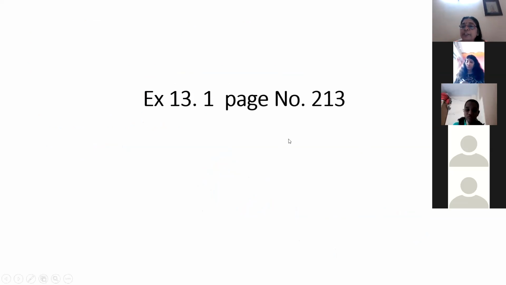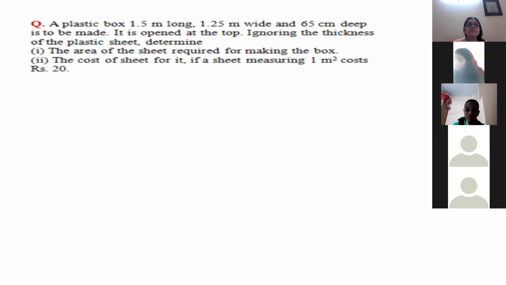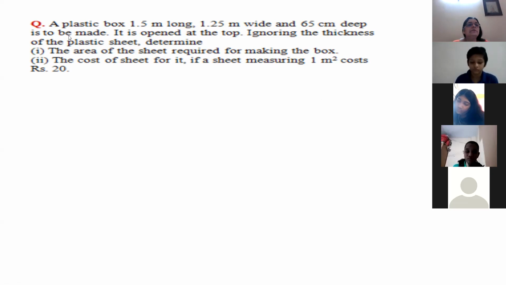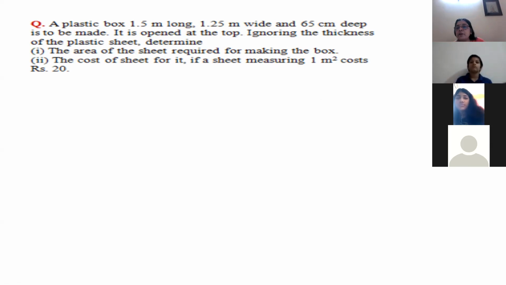Now, no need to copy the question. Okay, it is already there in your textbook. Just focus on the reading part. Fine. So, open your textbook and we start with the very first sum of your textbook. Now, you all have your textbook with you? Yes. All of you are having textbook? Okay. So we move to the very first question.